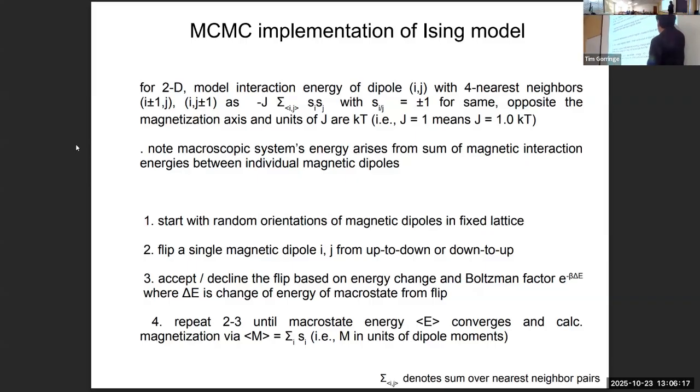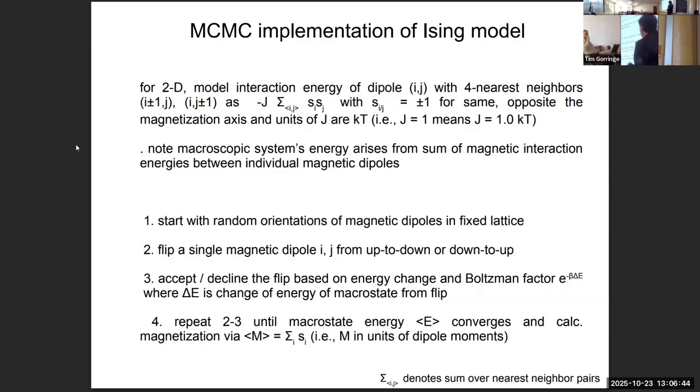By the way, I now see where you're coming from. This is not kilotesla, that's what I thought. J of 1 means J equals 1 Boltzmann constant times temperature. One beta. Yeah, that would have been a better way. Okay.